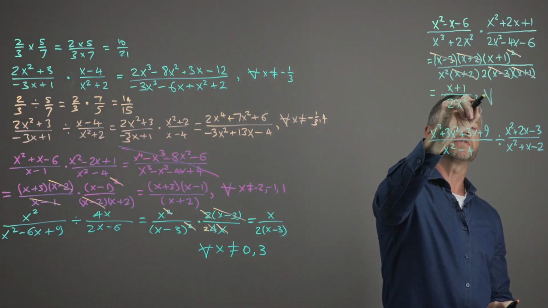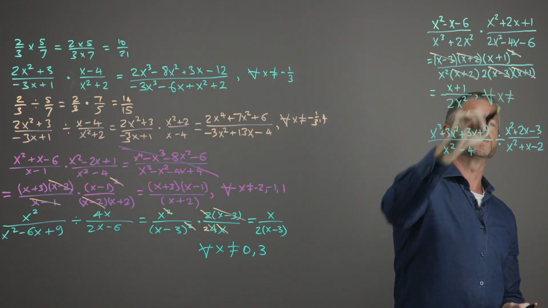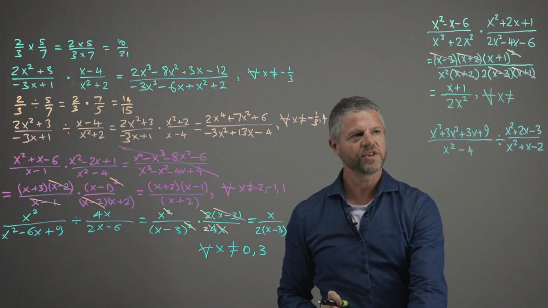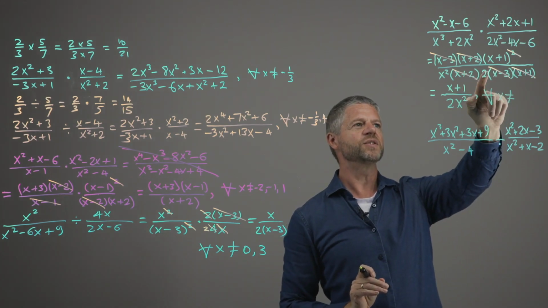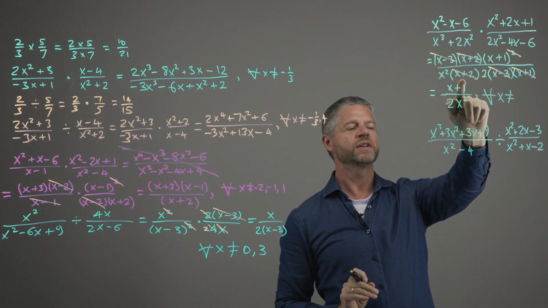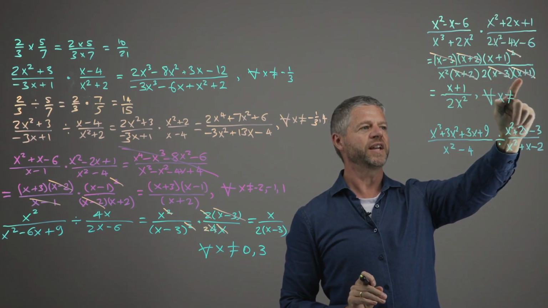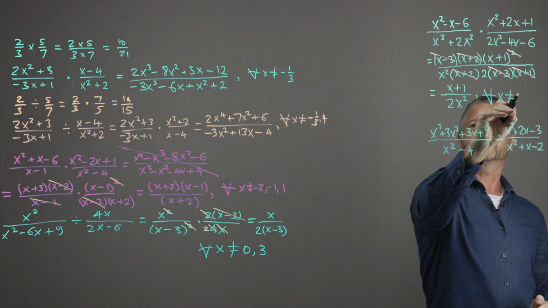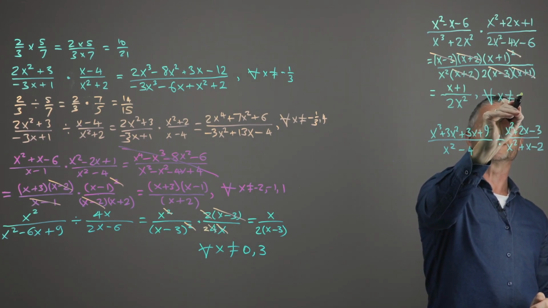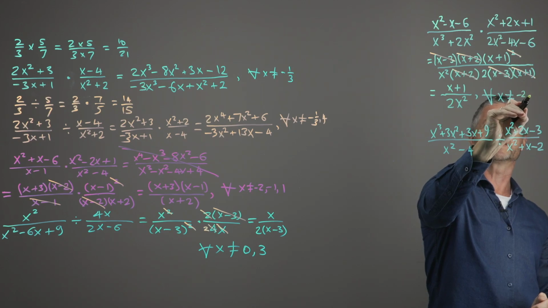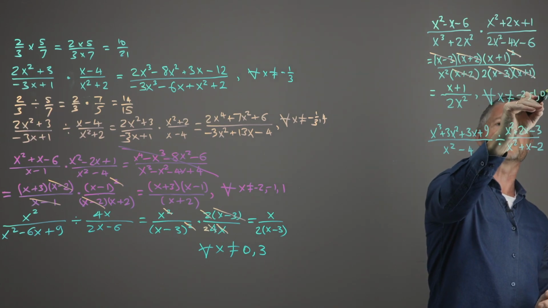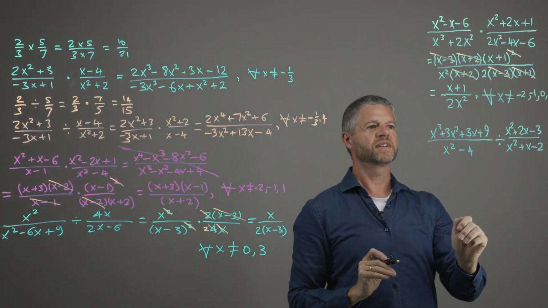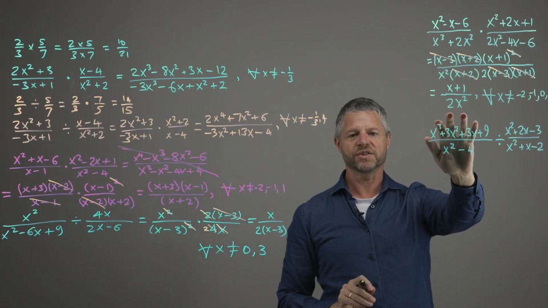And this is valid for all x not equal to, there's a few values of x that I'm not permitted to use here. 0, minus 2, plus 3, and minus 1. Let's try and write those in order. We're not allowed minus 2 and minus 1 and 0 and 3. I think I got them all. Okay, so that's the solution for the first problem.